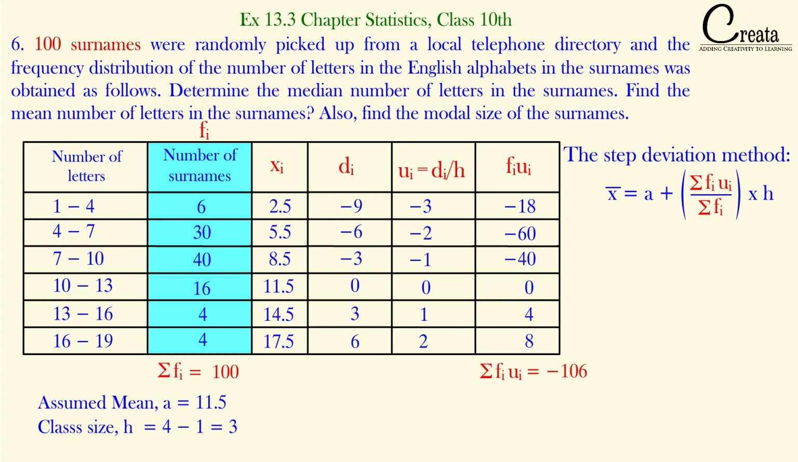Now we got all the values in the formula. Let's put all the values. On solving, we got the mean as 8.32. Got it? We have solved this question. We got the median, we got the mode, and we got the mean. Very long question. So we have done with this question. Let's move to next question.